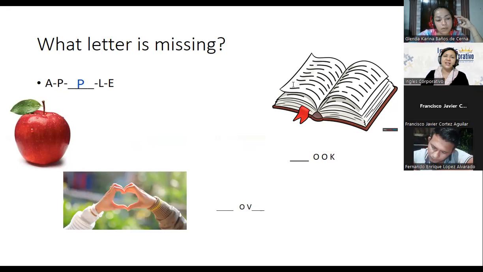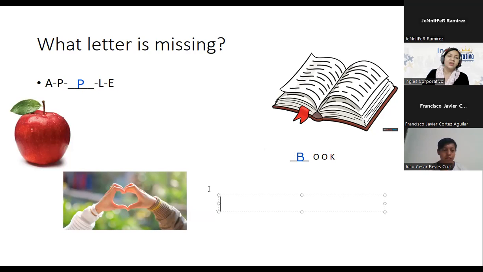Okay, what is the letter missing here? B, yes, see? Book, B-O-O-K. And what is the letter missing here? Ah, the word is love. And the letter missing is E. Love, L-O-V-E. Very good. You're very intelligent.